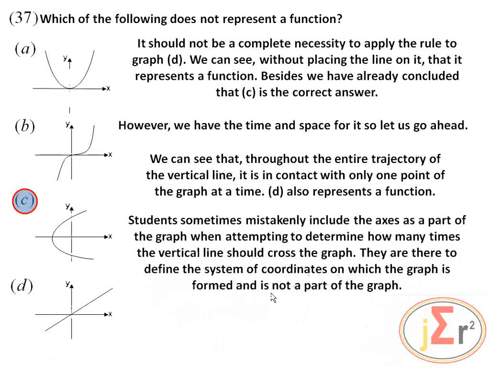Students sometimes mistakenly include the axes as a part of the graph when attempting to determine how many times the vertical line should cross the graph. The axes are there to define the system of coordinates on which the graph is formed and are not a part of the graph itself.